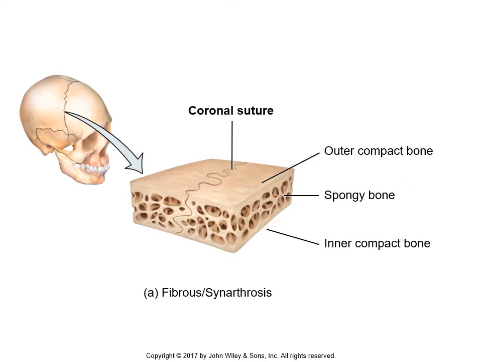Joints that we don't really think about are, for instance, this one here, something called a fibrous or a synarthrosis. Again, the sutures that we discussed in the skeletal system. There was the sagittal suture, for instance, if you'll recall.